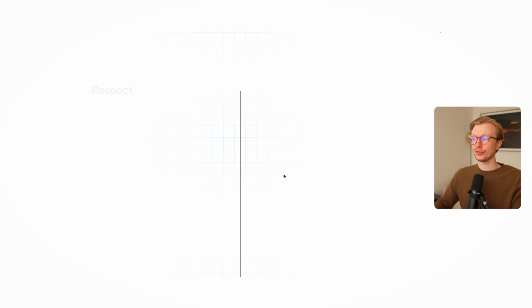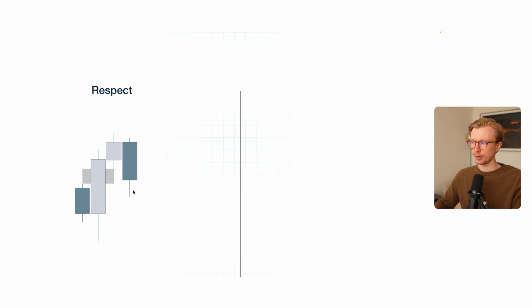Next, we have the fair value gap. So if we are respecting, and in this case a bullish fair value gap, what does that look like? Well, we already saw a previous example. When we trade back into that bullish fair value gap, we are rejecting away from it again. So we're trading back into it and we continue higher from it.